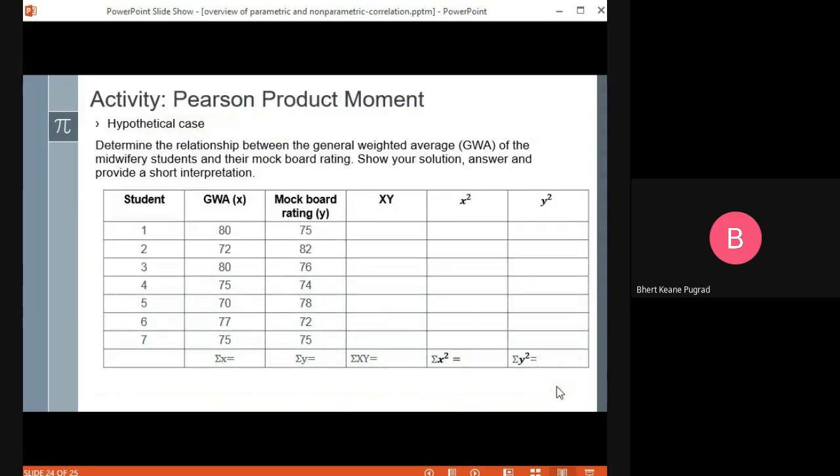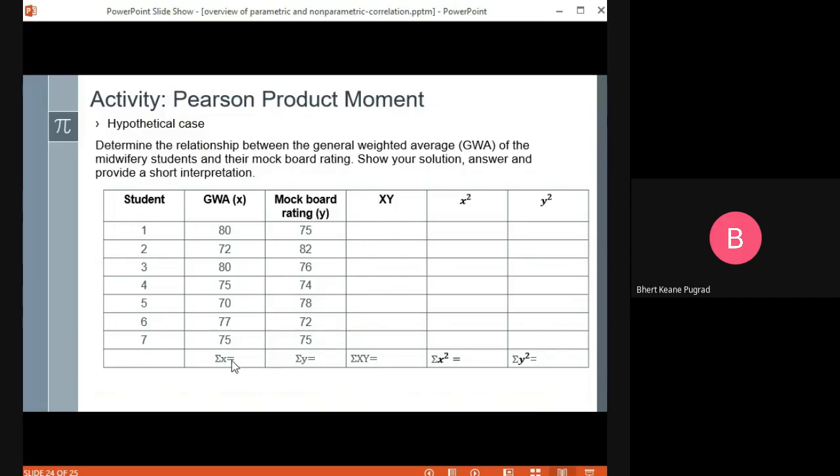Okay? So for your activity, determine the Pearson product moment r. Let's assume this is a hypothetical case. So determine the relationship between the general weighted average of the different students and their score in their Macboard rating or Macboard exam. So show your solution and provide a short interpretation. This is the given set of data. Students 1 to 7, these are their general weighted average, value of x, and Macboard rating, value of y.